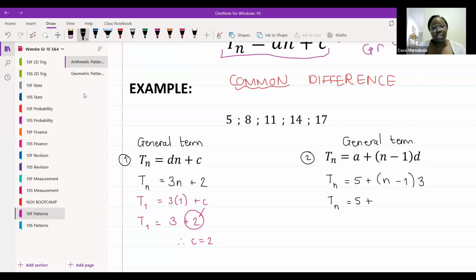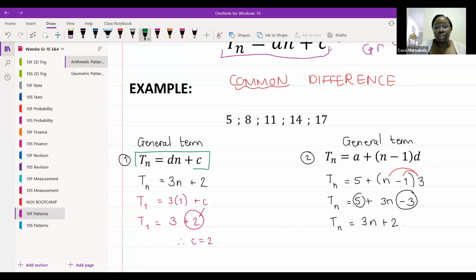Now, because this thing is multiplied, we're going to do what we would do in algebra. We're going to distribute. We're going to take 3 multiplied by n and 3 multiplied by -1. So we're then going to get 3n minus 3, right? And then we're just going to add like terms. Tn is equal to, now I'm going to put 3n first, 3n, and 5 minus 3 is going to give me positive 2.